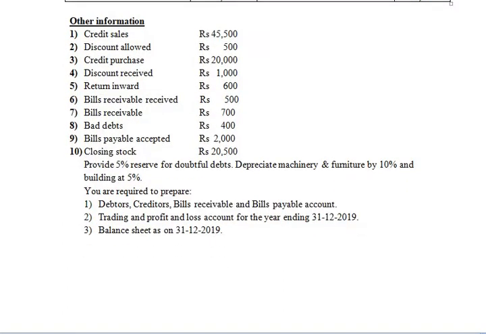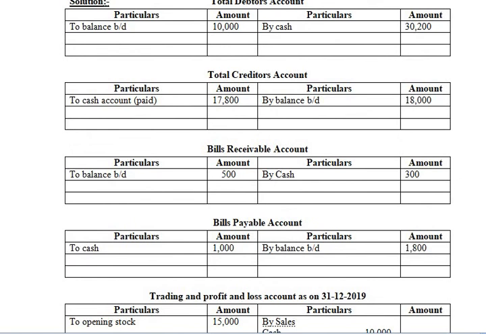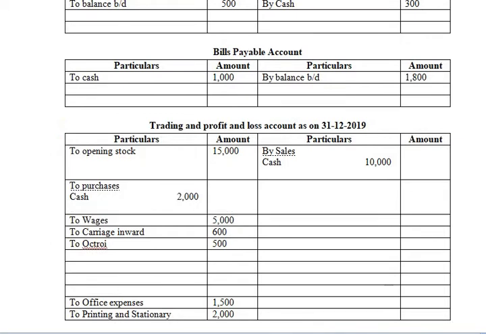Now we have the additional information. So here you have credit sales. Now credit sales, 45,500, goes to trading account. Okay, so here we have written cash sales. Next line you will take credit sales, and what is the amount of credit sales? That is 45,500. Write the amount, calculate this particular total and write it in the outer column.